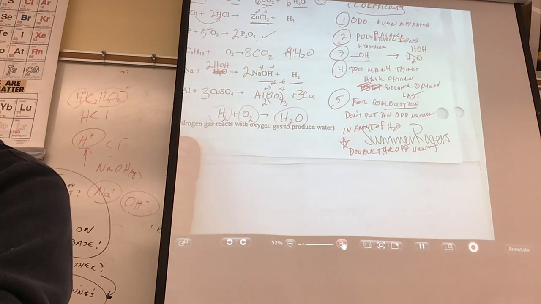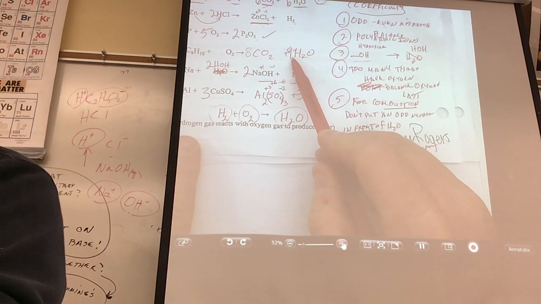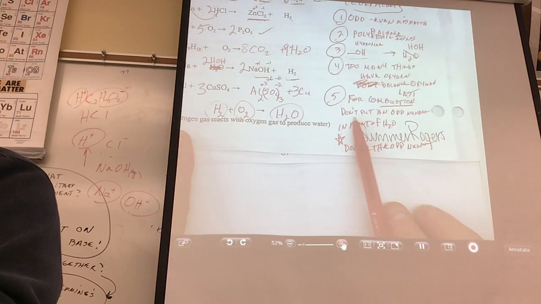So what's the trick? Everybody ready? See that 9? How many of you put a 9 there? I would have. Here's my trick. For combustion reactions, don't put an odd number in front of water.